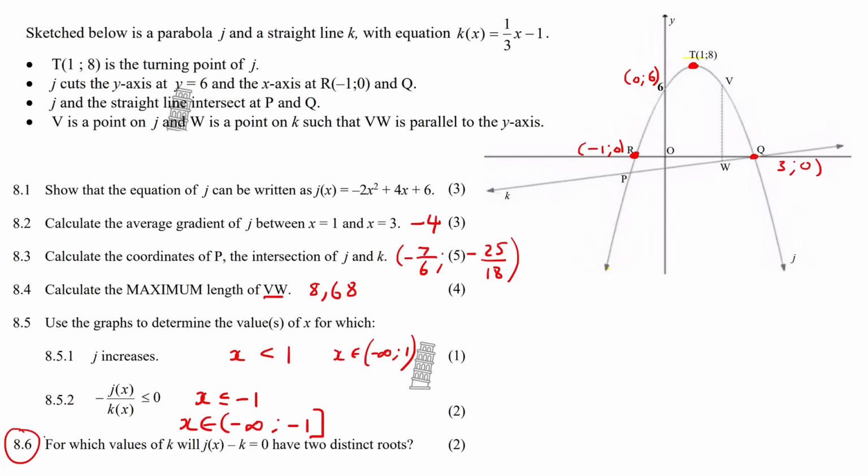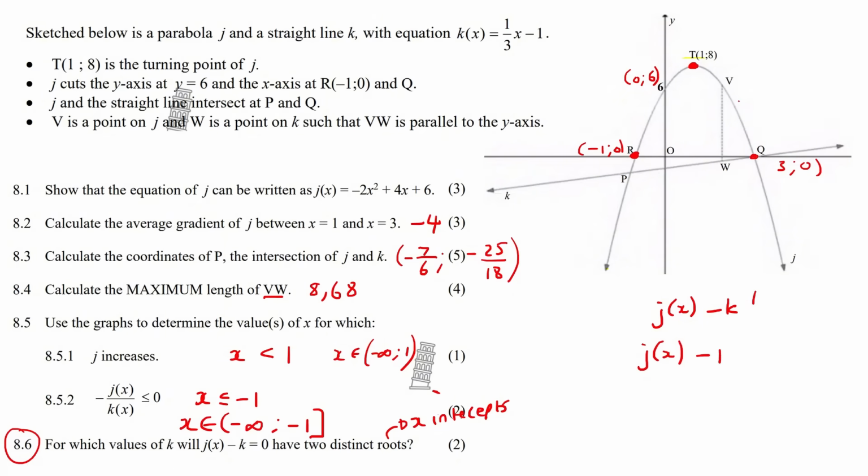Okay, now this 8.6 says, for which values of k will the graph j of x minus k equals 0 have two distinct roots? Okay, so roots are x-intercepts, right? And what you need to understand is that this part here is either going to move the graph up or down. So at the moment, if you look at the graph of j, how many x-intercepts does it have? 1, 2. And are they different or the same? They're different.